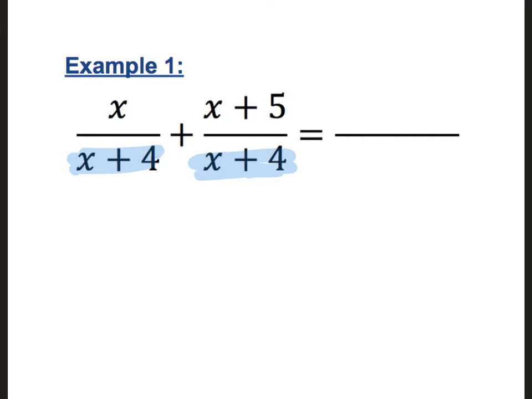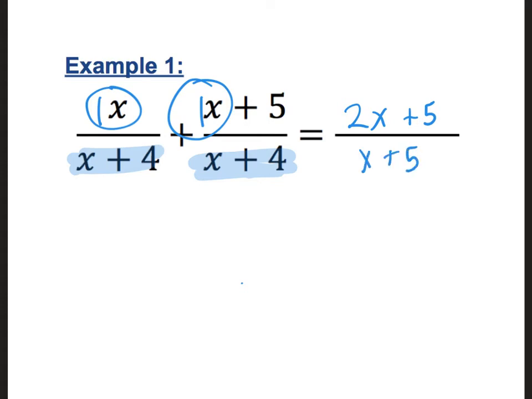The first thing I notice is that I have 1x and 1x. So when I add those together, I get 2x. And then that's all that's on the first side, so I'm good. But I still have to have that plus 5. So on top, we're going to have 2x plus 5. And then just make sure that your common denominator stays on the bottom. The common denominator stays the same. You don't add that. You just add across the top. So my final answer would be 2x plus 5 divided by x plus 5.